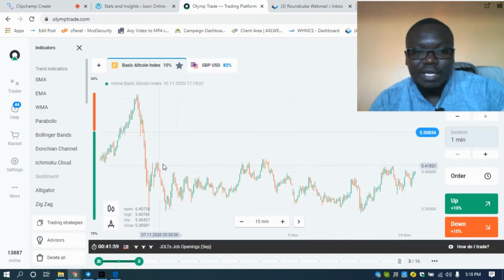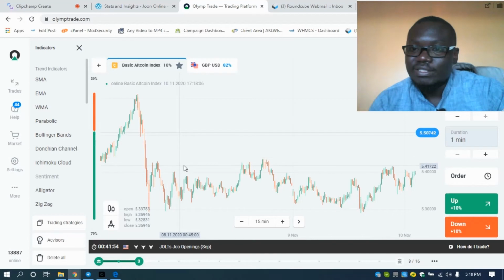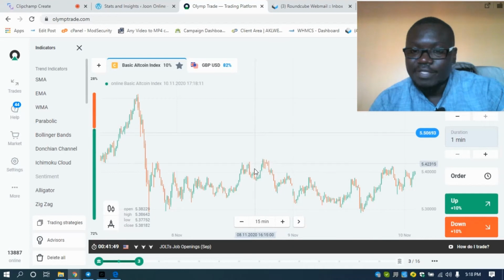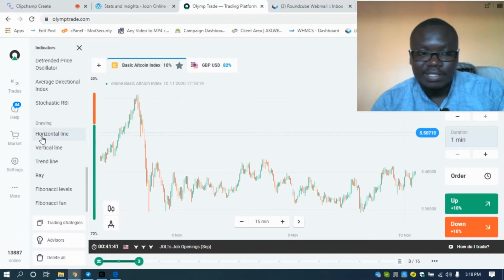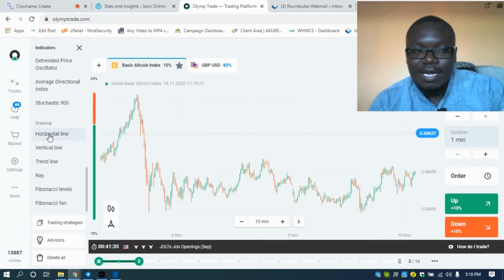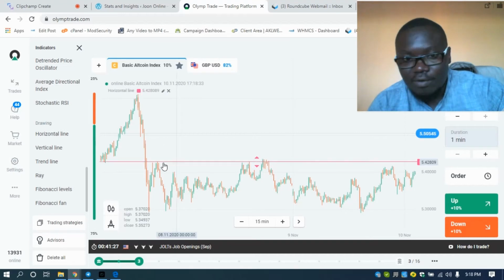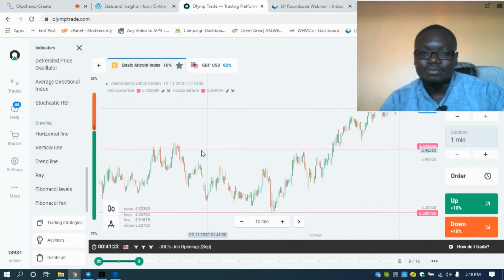To clearly tell if this is an accumulation stage, we will draw two levels, both the support and the resistance level, to tell if indeed these prices have been confined on this level for quite some time. You can use very many different tools to do that, but for the sake of this tutorial, we'll go with the horizontal line. So this will most definitely be our resistance level. Then we create a support level on this level here.